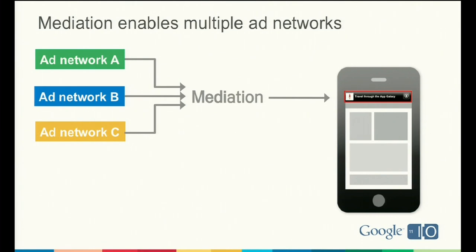Next week, it's ad network B. This is a little bit more complicated on mobile than it is on desktop because users download apps and you can't change things on the fly. So mediation is important. So Google and AdMob offer a free solution.